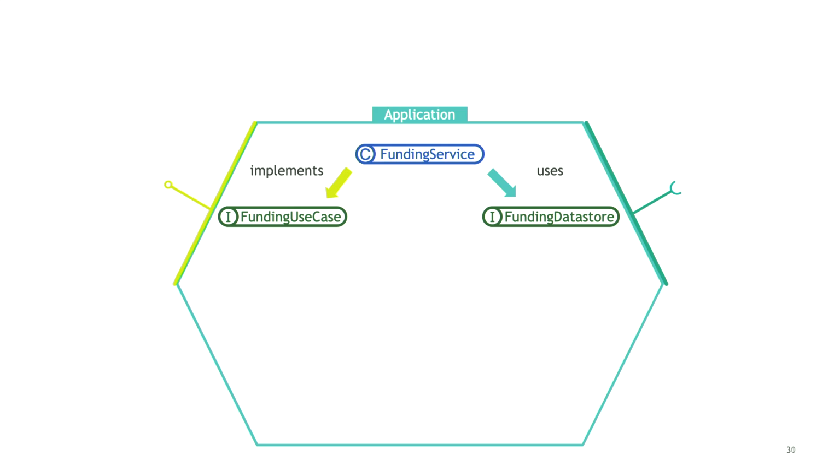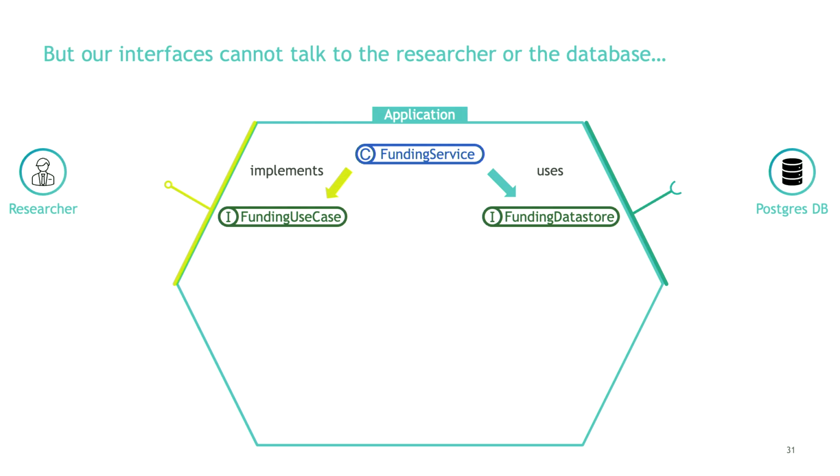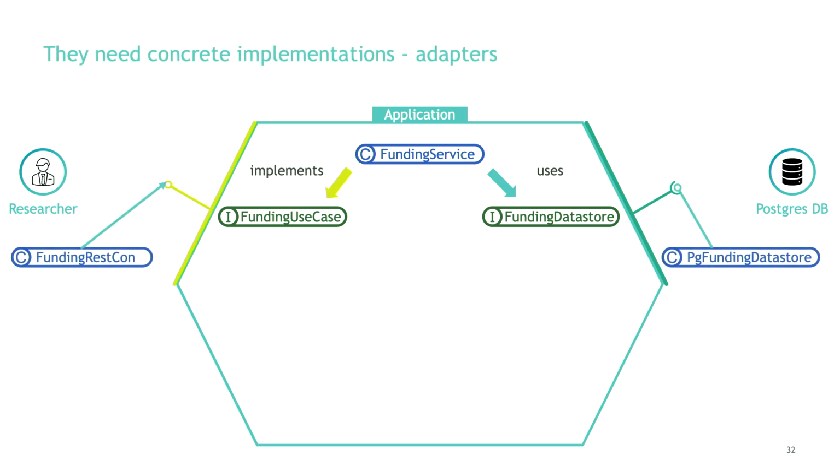However, our interfaces cannot talk with the outside world. So our researcher cannot call our funding use case interface directly. So our interfaces need concrete implementations, they need adapters. So then on the incoming side, we have something like a funding REST controller, which the researcher interacts with via a front-end application. And for instance, for the database, we can use a concrete Postgres funding data store that provides persistence functionality.